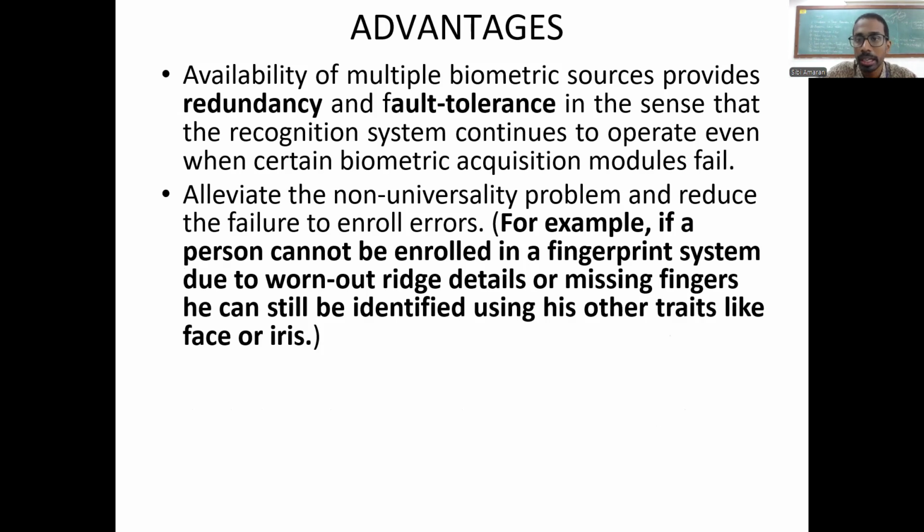If a person cannot be enrolled in the fingerprint system due to worn-out ridge details or missing fingers, he can still be identified using other traits like face or iris. So one I use as face and another as finger. If my finger is wet or dirty, I can manage with some other input which I already gave while enrolling in the biometric system.